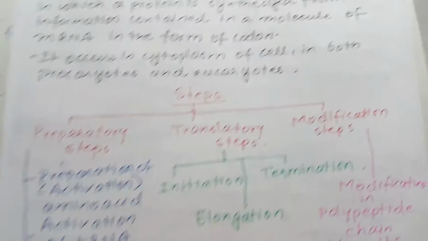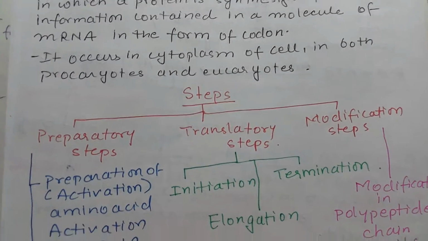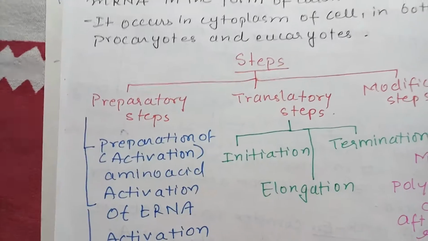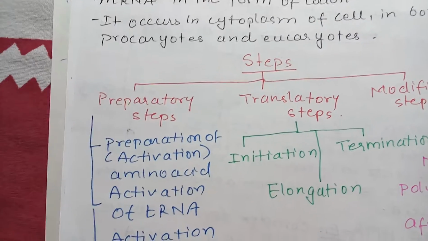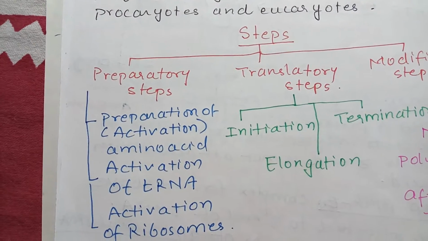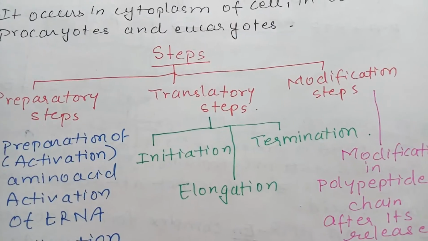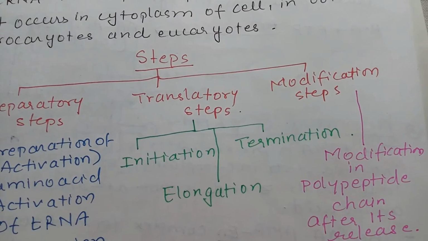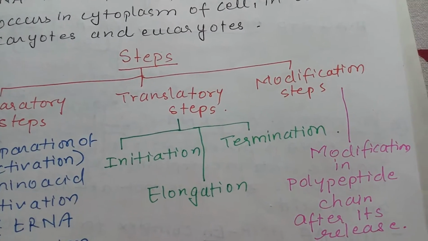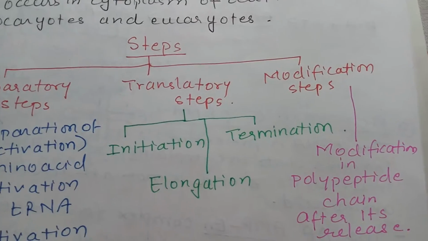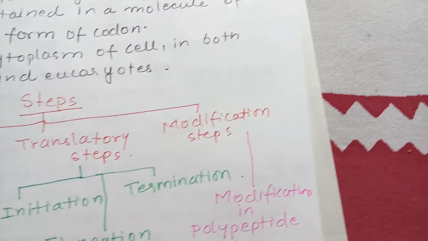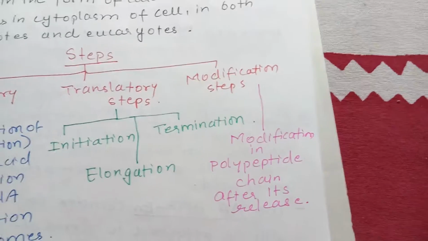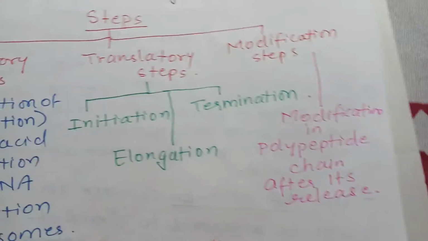Let's discuss what are the steps of translation: preparatory step, translatory step, modification step. In the preparatory step, the activation of amino acid, tRNA and ribosomes occurs. The translatory step is divided into three sub-steps: initiation, elongation and termination. So protein synthesis occurs over here. Then comes the modification of whatever polypeptide is formed. So it comes under the modification.